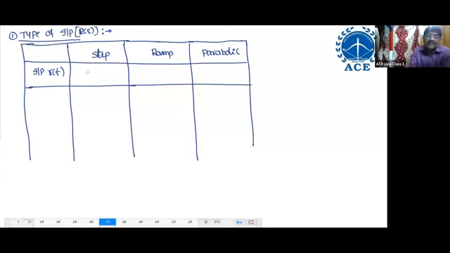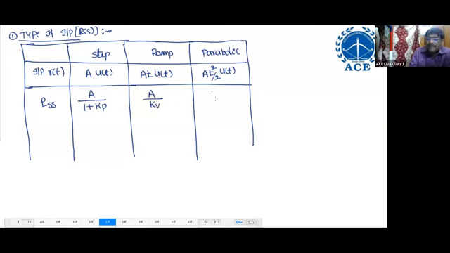So what is R of t for step input? A into U of t. For ramp, A t into U of t. For parabolic, A t square by 2 into U of t. Next, steady state errors. What is the steady state error for step? A by 1 plus Kp. For ramp, A by Kv. For parabolic, A by Ka.